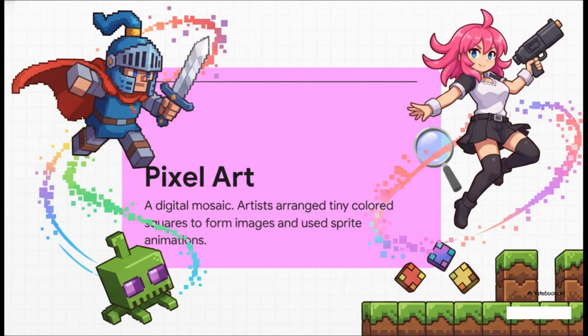Think of it like making a mosaic, but instead of tiles, you're using tiny colored squares on a screen. Artists would carefully, painstakingly place every single pixel to build heroes, monsters, everything. And to make them move, they used a technique called sprite animation, which is basically a digital flipbook. You flash a series of still images really fast, and poof, you've got movement.